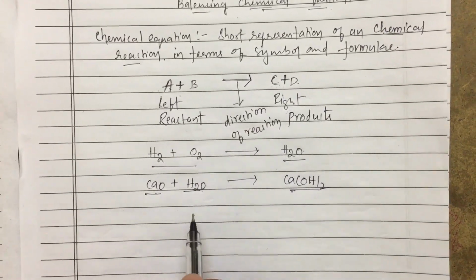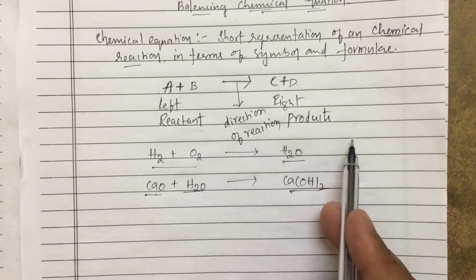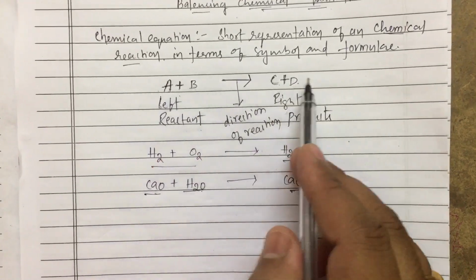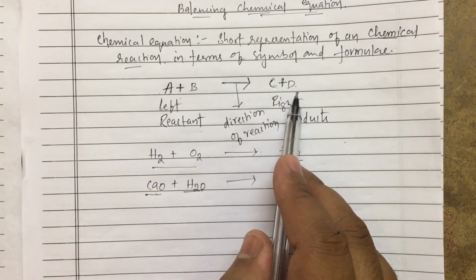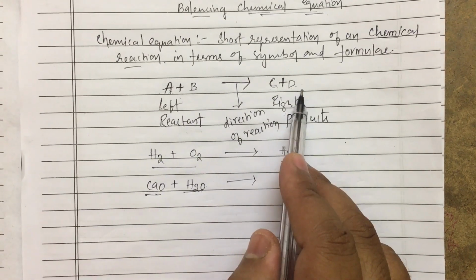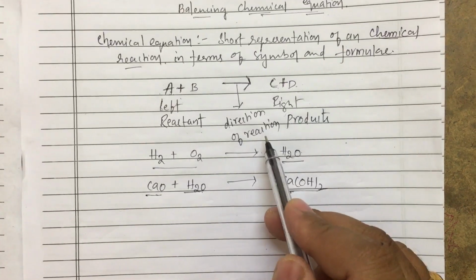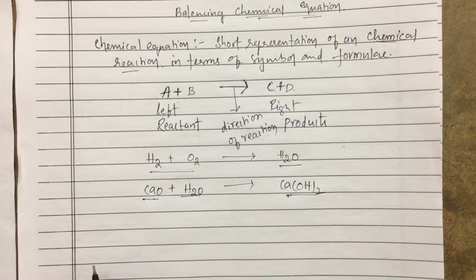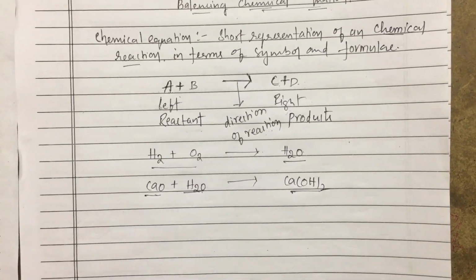Now, I hope it is very clear. Reactants are written on the left hand side, products are written on the right hand side. If there is more than one reactant or more than one product, they are separated by a plus sign. Reactants and products are separated by an arrow mark pointing towards the product, which shows the direction of the reaction. Okay, is it clear, class? Let us study some more examples.